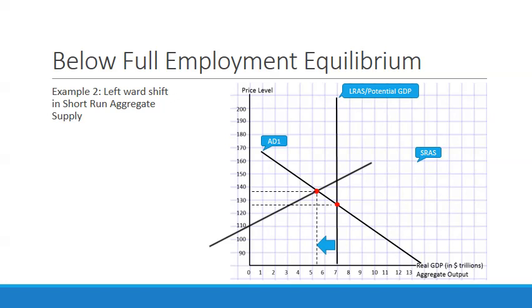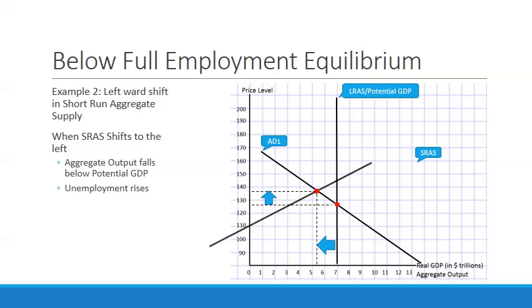It fell from 7 trillion to 5.3 trillion. And price levels, of course, were increasing. So when SRAS shifts to the left, aggregate output falls below potential GDP and unemployment increases. At the same time, price levels rise. So here's a really bad situation. And you'll notice in this situation, if you think about it for a second in terms of Phillips' curve, this runs contrary to what happens within the situation of Phillips' curve. We see a rise in unemployment and a rise in price levels. So this is a particularly bad situation within the economy.